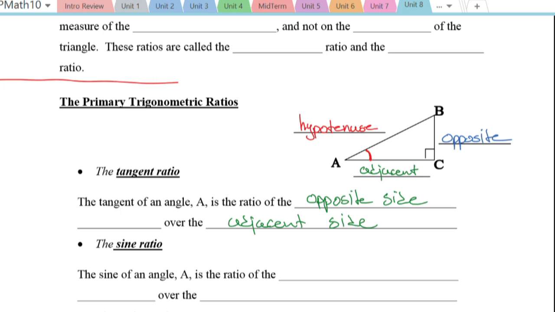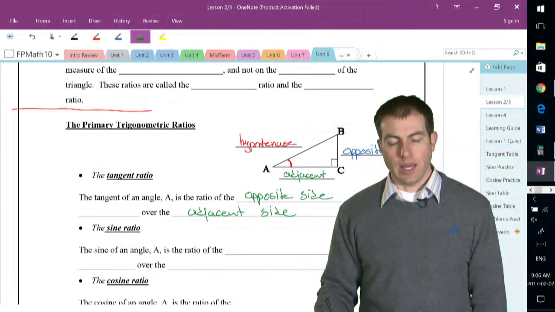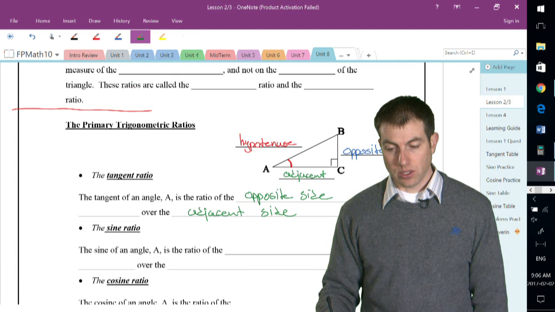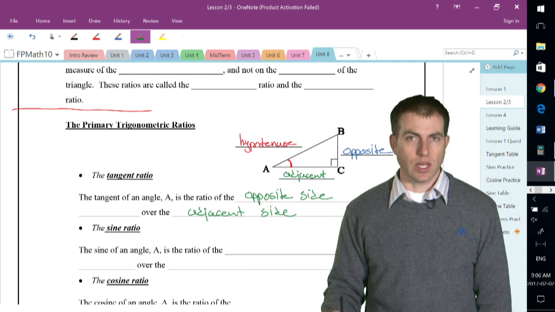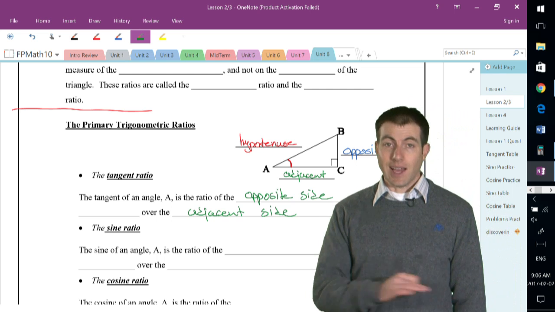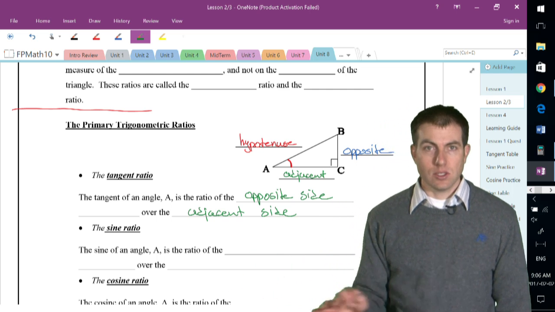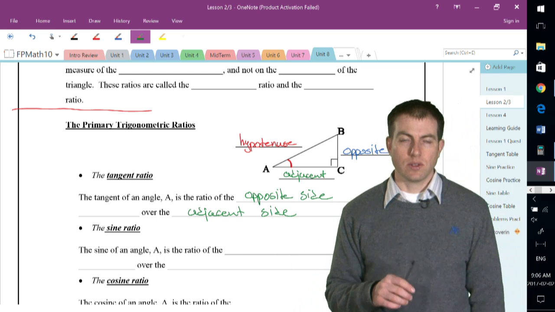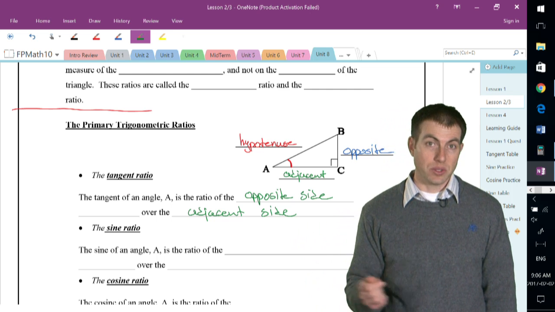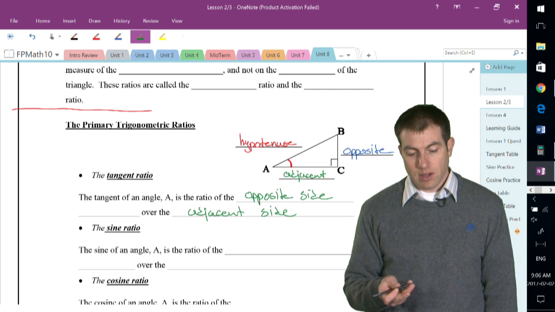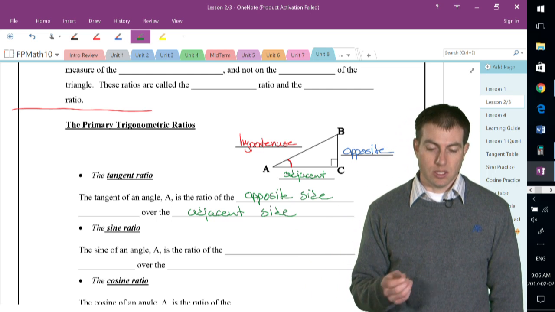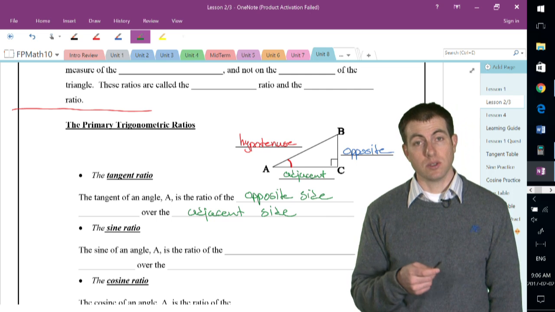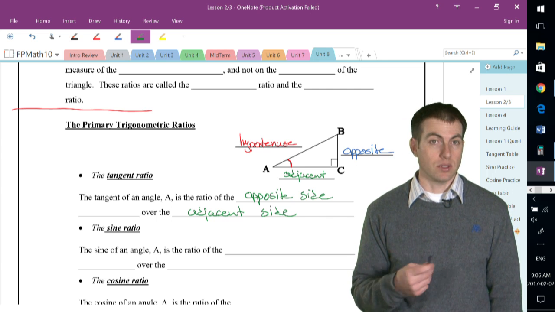We did some problems regarding the tangent ratio last class, and today we're going to look at the sine and cosine ratios, and they're the exact same process. Literally nothing changes except the two sides we're dealing with. In a right angle triangle, there are three sides. We can have opposite and adjacent, the hypotenuse and the opposite, or the hypotenuse and the adjacent.